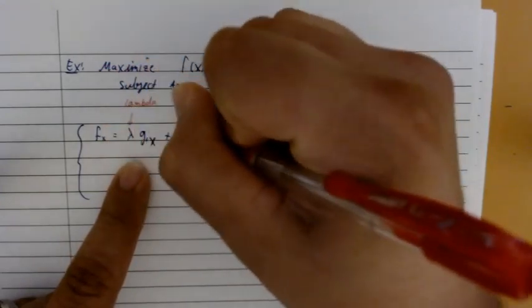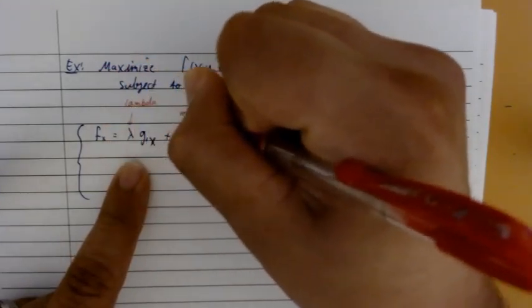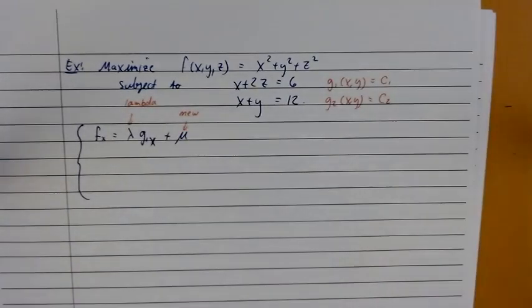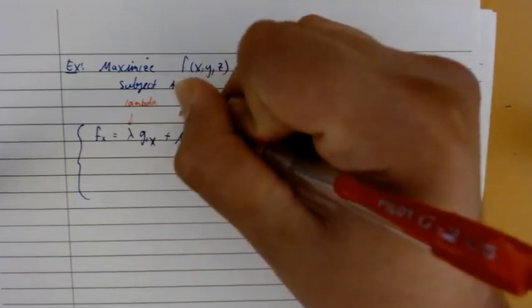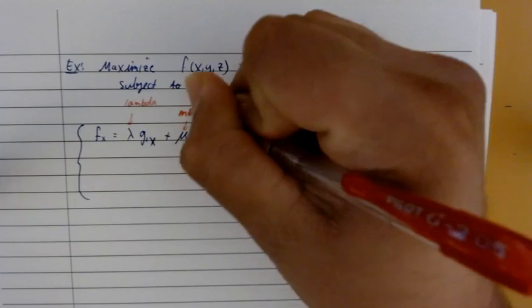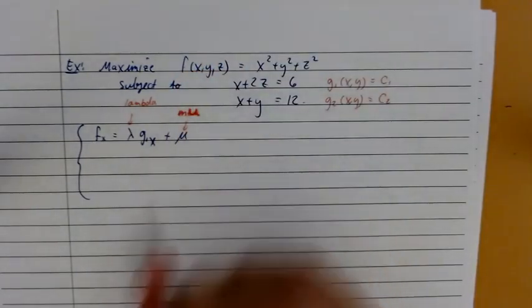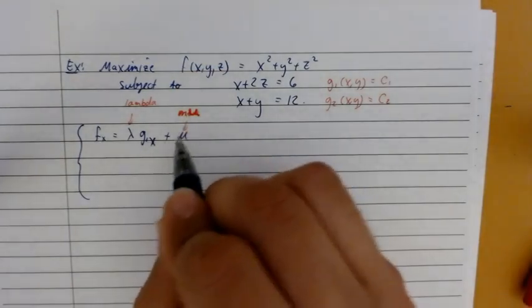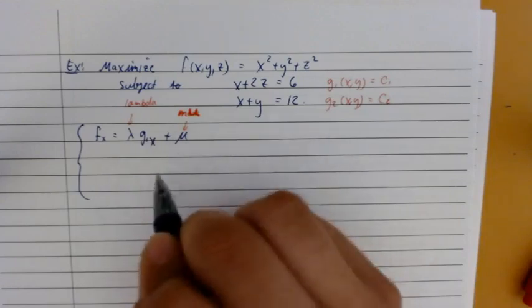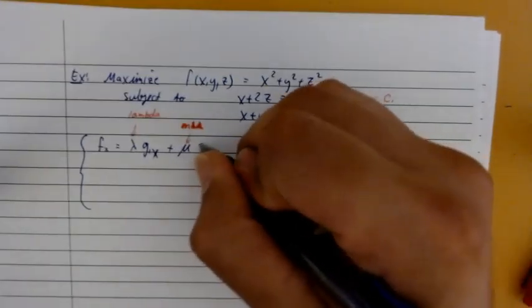You don't have to worry about the names of these, but this is lambda, and this is mu. Actually, now that I think about it, I think it's usually spelled mu, but it's pronounced like mu. Like the sound a cat makes, I guess.